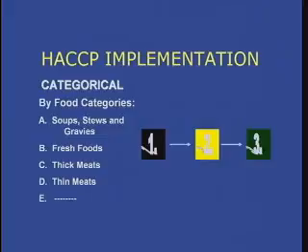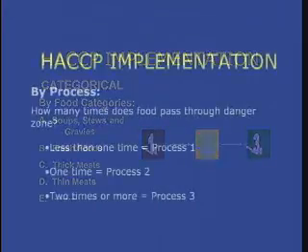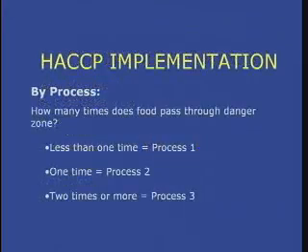HACCP implementation using the categorical approach, while simpler and easier to follow than the classical approach, is also time-consuming and cumbersome. Each food is placed into a category, and then the 7 HACCP principles are followed through for each category. HACCP implementation using the process approach is the easiest approach to use on a cruise vessel, and this is the approach we will discuss from here on.